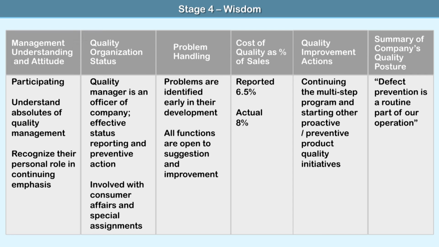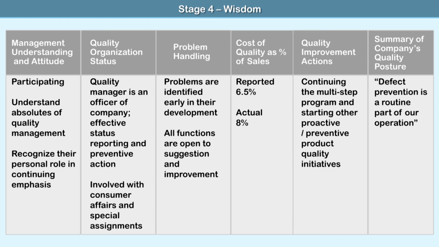Quality organization status is quality manager is an officer of the company. Effective status reporting and preventive action. Involved with customer affairs and special assignments. Problem handling at this stage, problems are identified early in their development. All functions are open to suggestion and improvement.